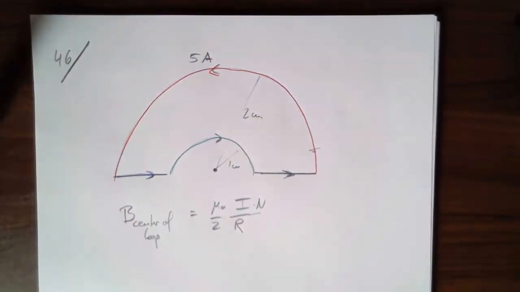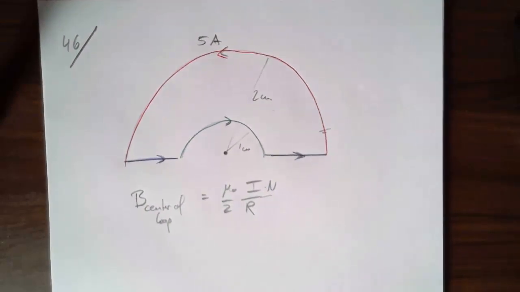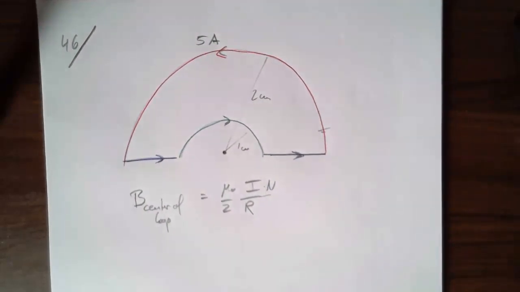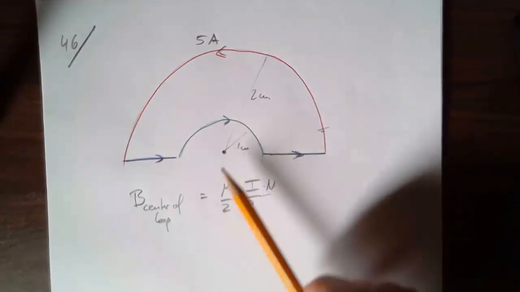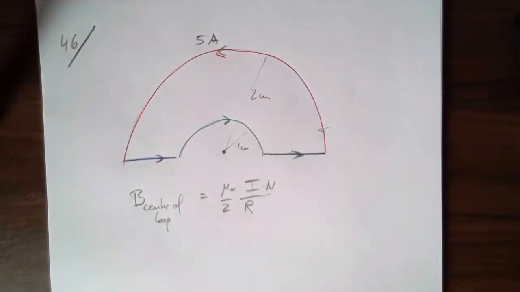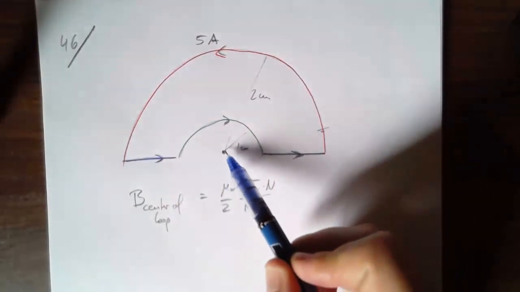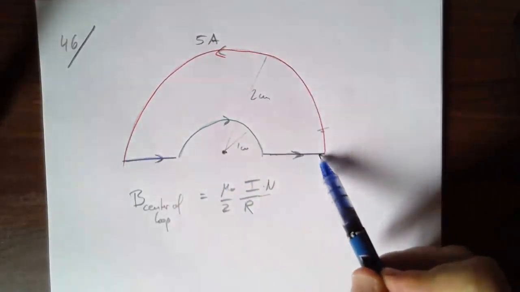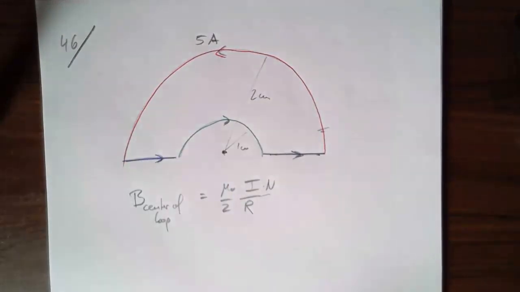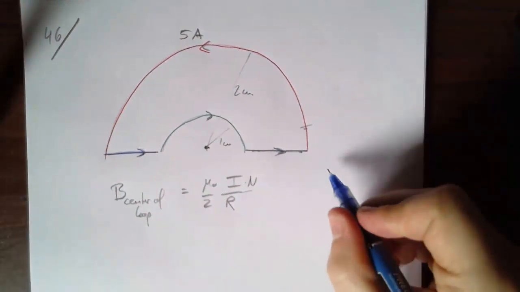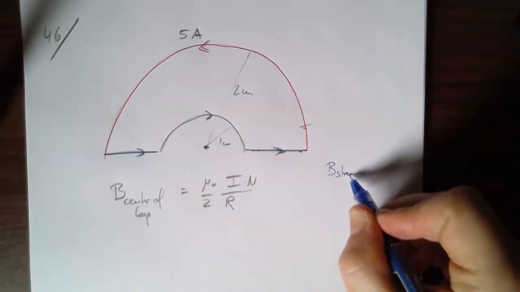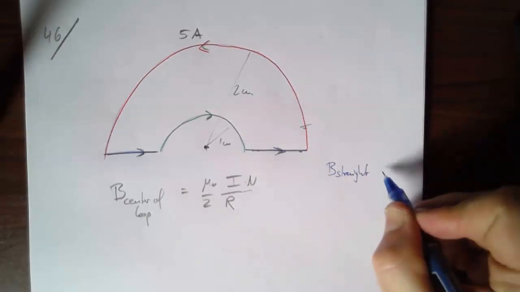Each one of those segments may or may not contribute to the magnetic field at the point down in the center here, right? So these points here, this is a current that points straight towards this. This is a current that points straight away from it. So B due to the straight segments, what's that?